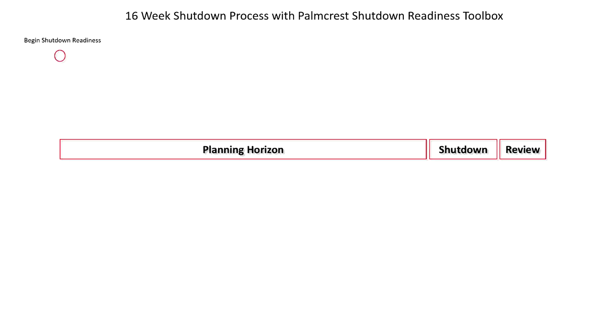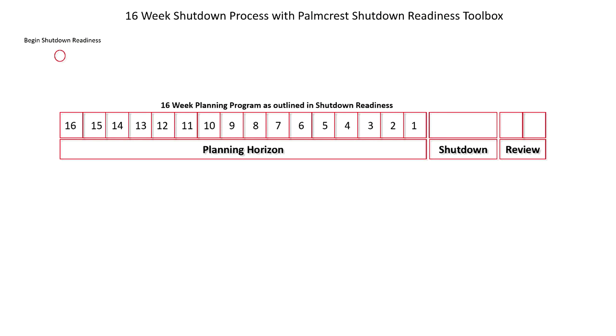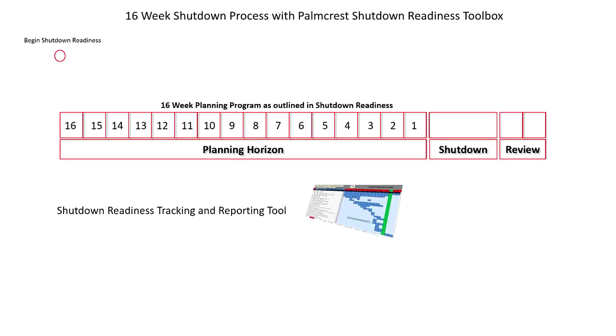Let's begin by looking at the start of the Shutdown Readiness Program at the beginning of the planning horizon. Rather than leave it up to individuals who do things to work towards the shutdown, the Readiness Program breaks the planning horizon into 16 weeks. It's in these weeks that each person involved in the shutdown is enabled and understands exactly what they need to do and when they need to do it. This happens through the Tier 2 level, or the detail of the shutdown planning tool. Every person knows exactly when, what and where they have to do things.